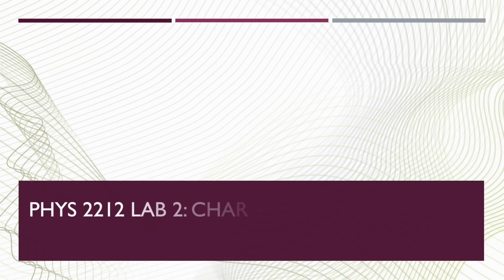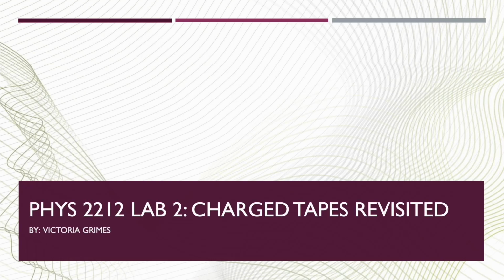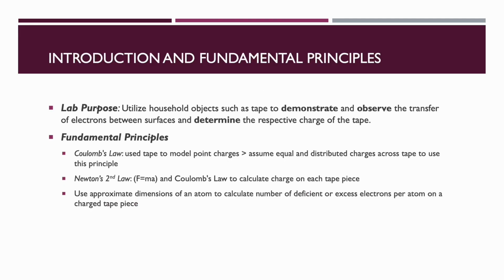Hello, my name is Victoria Grimes, and this is Lab 2, where we revisit the Lab 1 with charge tapes. The purpose of this lab was to utilize household objects such as tape to demonstrate and observe the transfer of electrons between surfaces and determine the respective charge of the tape.